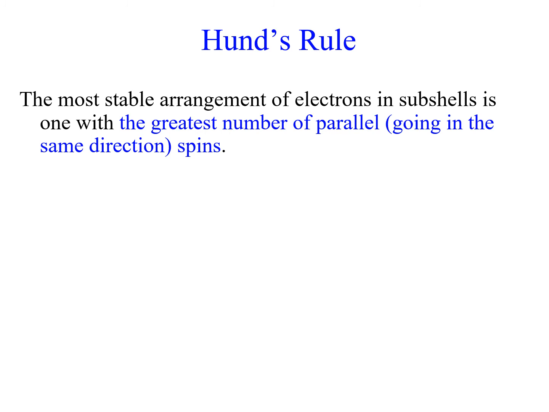Hund's rule states that the most stable arrangement of electrons in subshells is the one with the greatest number of parallel spins. And what parallel spins mean is all the electrons are either simultaneously plus 1/2 or simultaneously minus 1/2 in the m sub s quantum number.